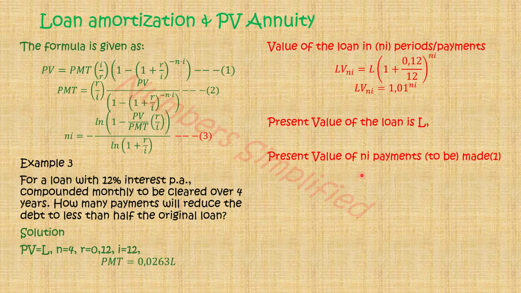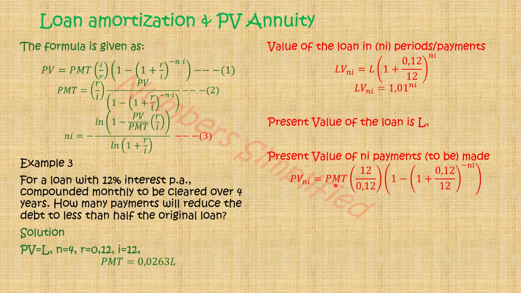And also the present value of the NI payments to be made. So take note, the future payments of the loan were given by that step, FV NI. But now we're saying that if we are going to make the payments, we take it back into the present, we are going to have PV NI. And making use of the PV formula that we have in Formula 1, we are going to substitute for each and every variable that we have in that particular formula.